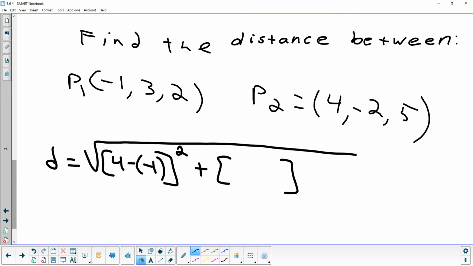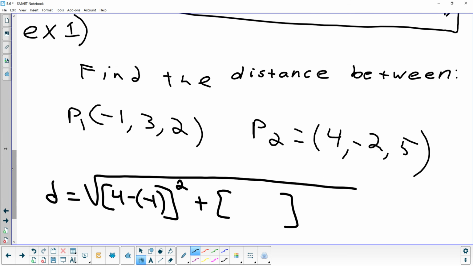And Dominic, can you tell me the next two values I would subtract? -2 minus 3. -2, the y value from P2 minus the y value from P1. So -2 minus 3. And what do we do with that? Squared. We're going to square it. Plus. And Raymond, what am I going to put on the end here? 5 minus 2. Z value from P2 minus the Z value from P1.